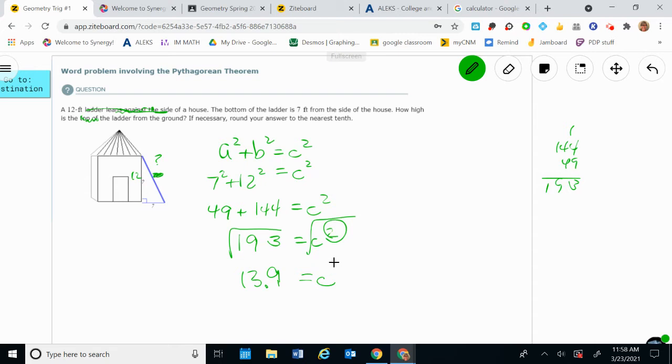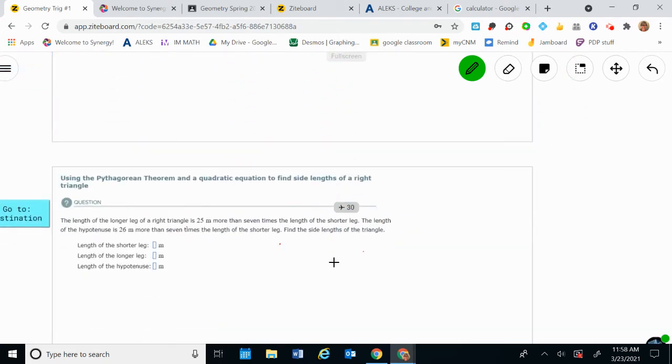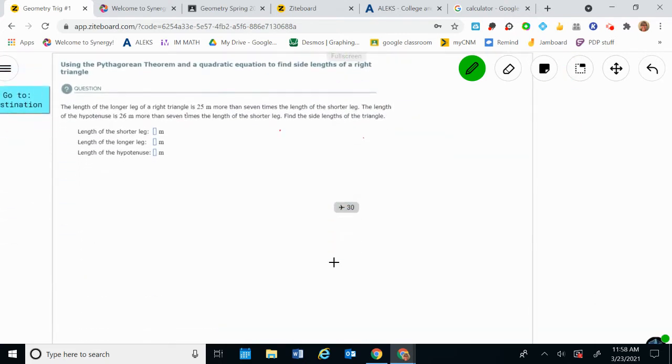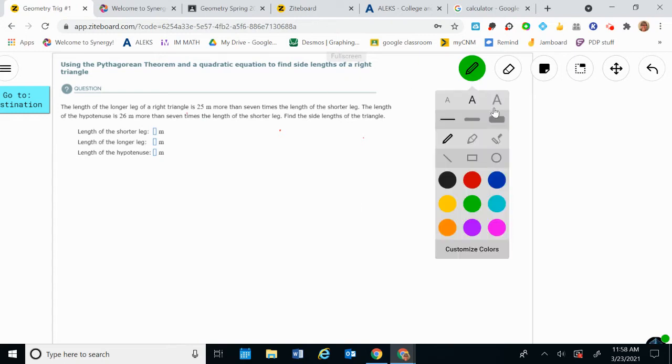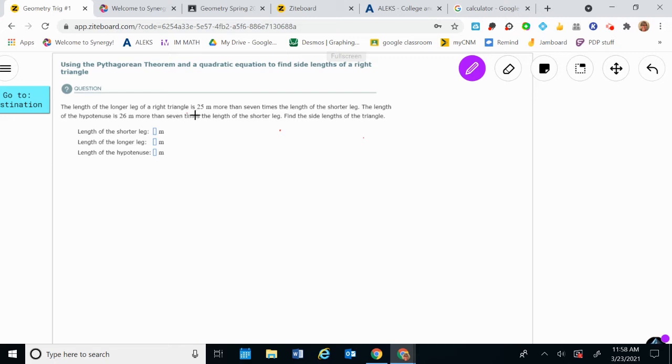All right, so easy enough, right? That's just Pythagorean theorem, taking the square root. So again, here's some more Pythagorean theorem investigation. It says the length of the longer leg of a right triangle is 25 more than 7 times the length of the shorter leg. The length of the hypotenuse is 26 more than 7 times the length of the shorter leg. Find the side lengths of the triangle.